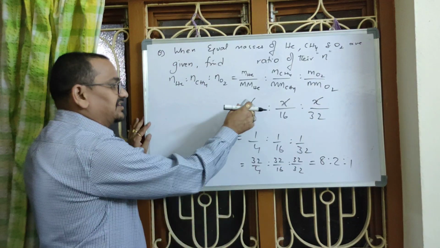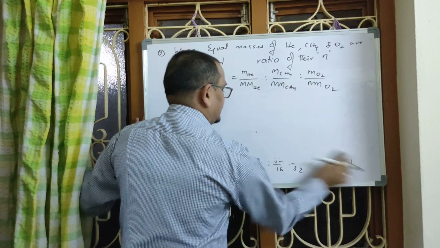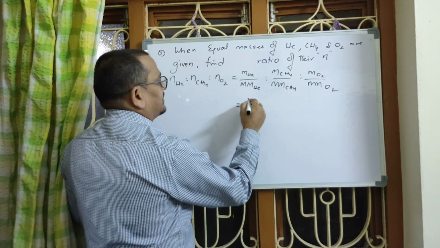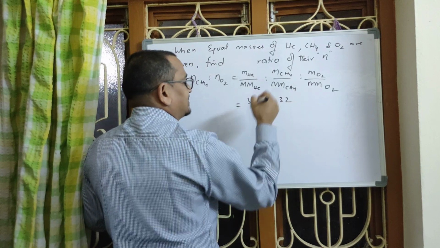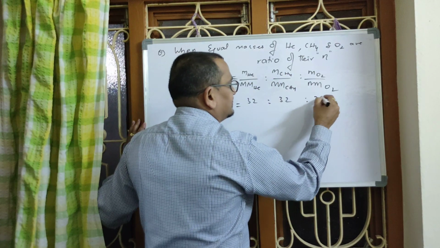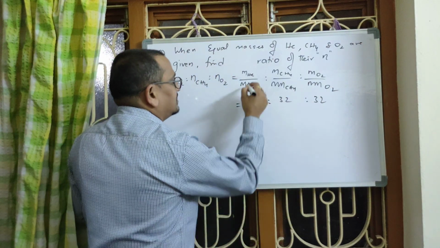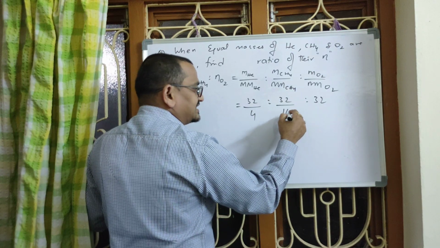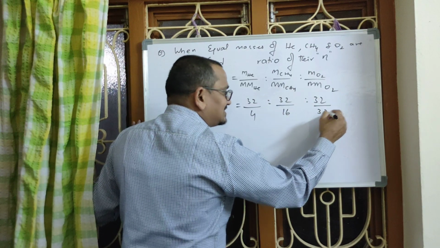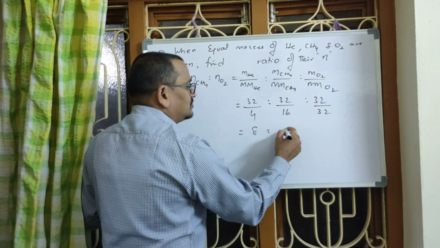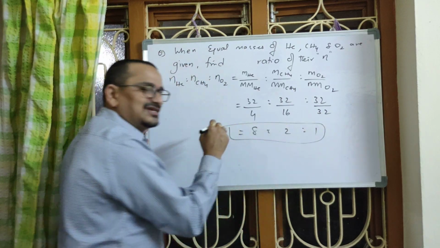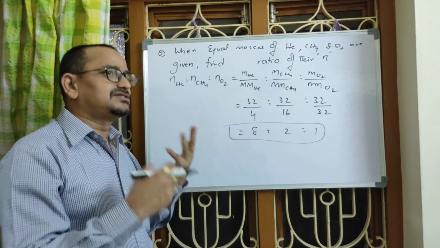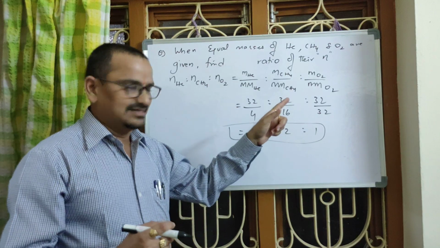See, the other method: instead of taking x, you take the highest value of the molecular mass as the common value. 32 grams of helium, 32 grams of methane, 32 grams of oxygen. Divide by the gram atomic mass of helium, 4, by the gram molecular mass of methane, 16, by the gram molecular mass of oxygen, 32. What is this? 8 is to 2 is to 1. You got the same ratio, isn't it? So this is another approach. If a student gets confused by taking variable x, this is the best method.